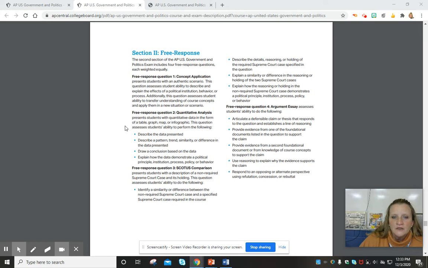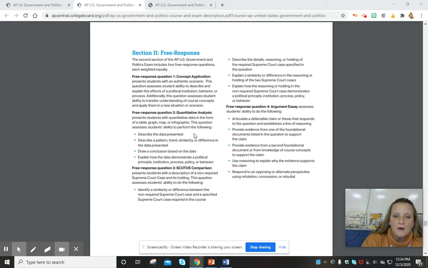Okay. The question assesses students' ability to perform. So you have to show that you know it. You have to perform it. You have to describe the data presented. You need to look for patterns, trends, similarities, or differences in the data. They might ask you to predict. Okay, so that's drawing a conclusion based on the data.